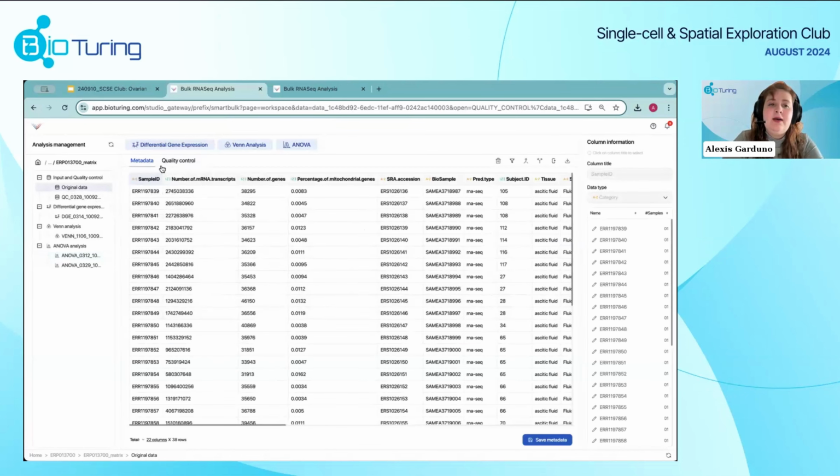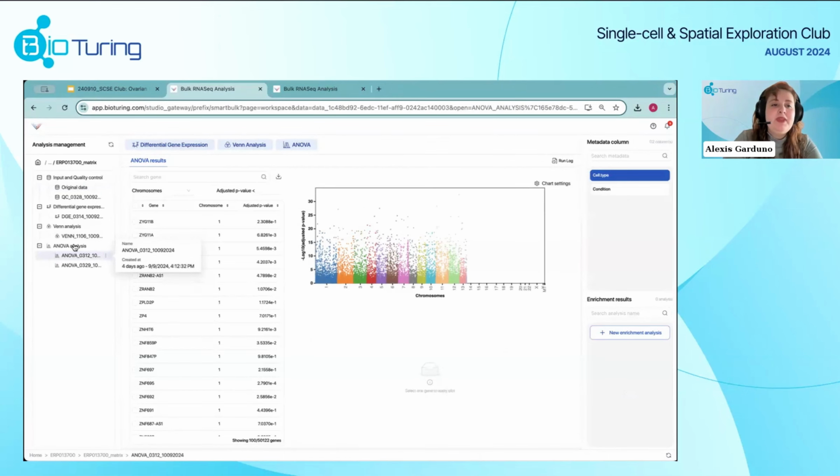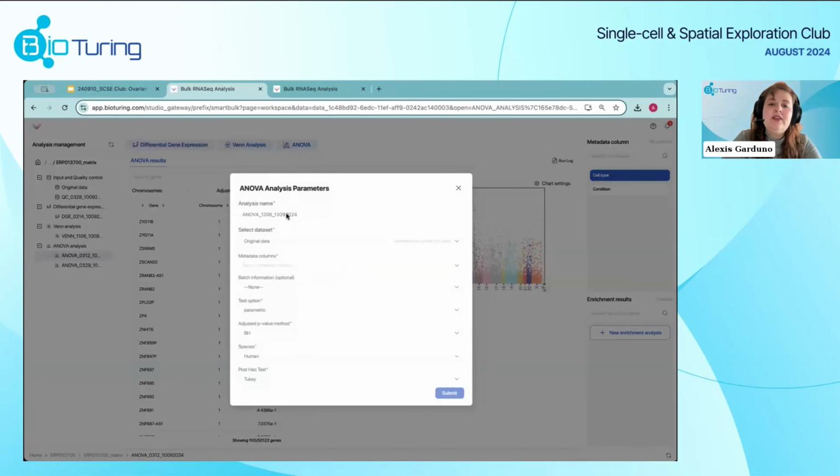So the next step will be to perform ANOVA. Just to give a bit of detail, since our aim is to understand the genes that are differentially or co-expressed within the TAMs and also other tumor cells, T cells, or immune cells, the first step will be to go to this ANOVA feature, and this is where you'll need to select the ANOVA analysis parameters. You can select the original data that you loaded into the system.